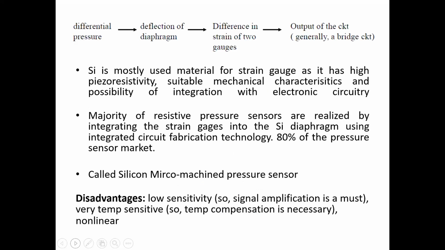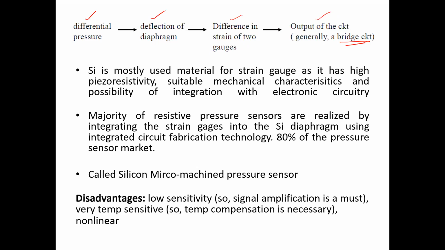The flow of operation will take place in this chronology. First, the differential pressure is sensed by the diaphragm as deflection or displacement of the diaphragm. Then that displacement causes a change in resistance, so there will be a difference in the resistance of the two strain gauges. Furthermore, these two strain gauges can be connected with an output circuit, which could be a bridge circuit, from where finally the output can be further processed.